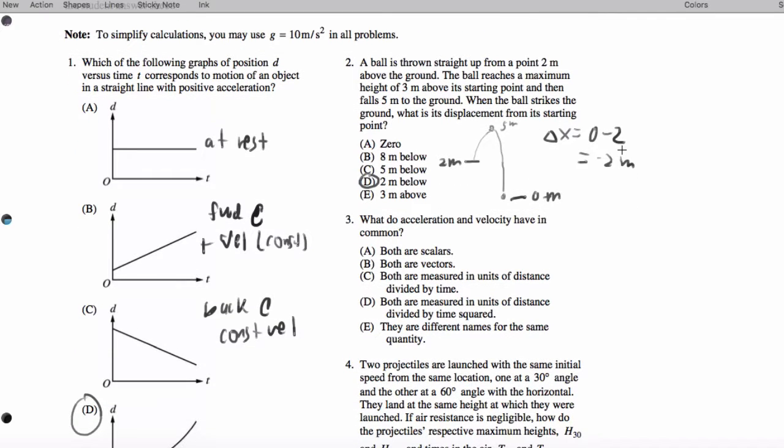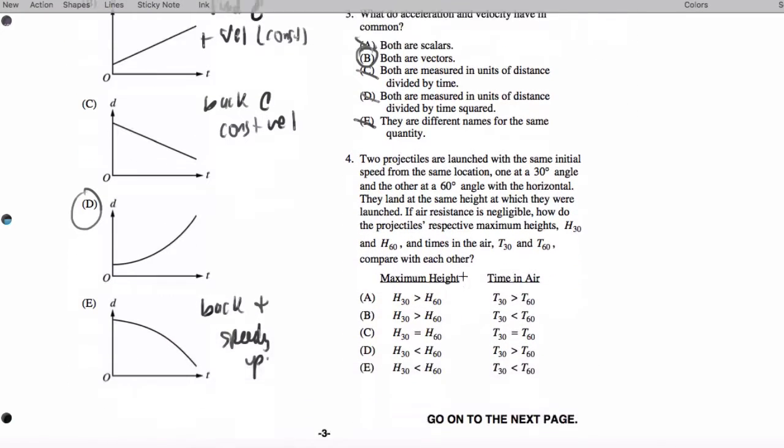What do velocity and acceleration have in common? A scalar is only a number. False on the units. Absolutely not. Both are vectors. They have size and direction.